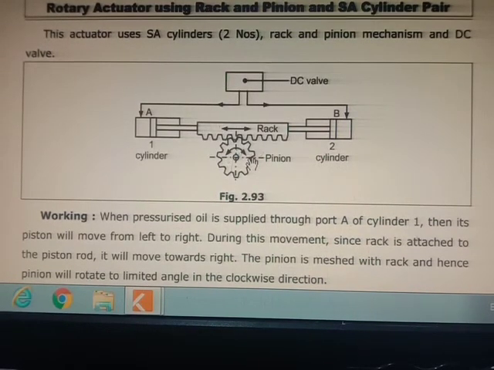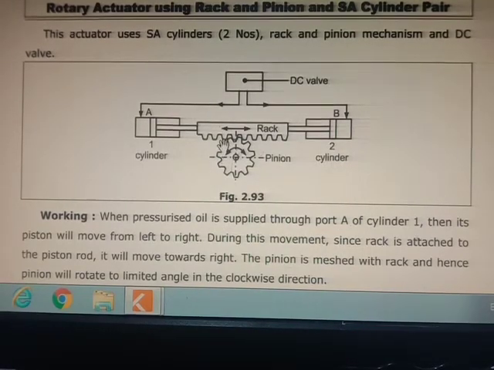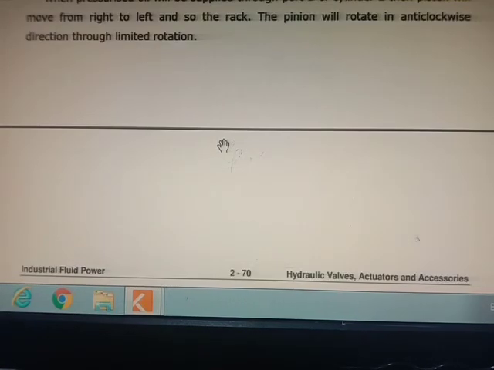Now if we want to rotate in the opposite direction, what do we have to do? The oil will come through cylinder number 2, and when the oil comes through this, it will push this rack in the reverse direction, and this pinion will rotate in the opposite direction. But again, it will not rotate through 360 degrees, it will rotate by some degrees, and therefore it is known as a limited rotary actuator, right? So all these types of rotary actuators, which are known as hydraulic motors, we have now finished.